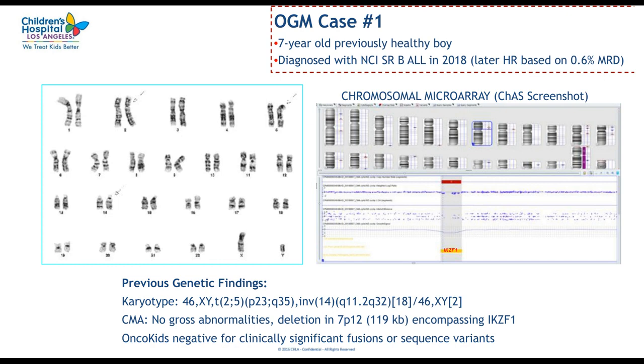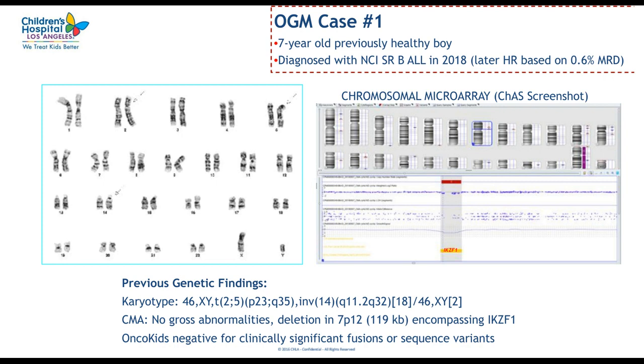It was initially diagnosed as standard risk BLL, but unexpectedly it had poor response to treatment. So the patient had residual disease at the end of induction and had to be further treated more aggressively. Our genetic testing started with karyotype, which did detect 2 rearrangements. There seemed to be a translocation between chromosomes 2 and 5, as well as an inversion on chromosome 14. But at the time of initial diagnosis, we really did not understand the significance of these rearrangements.